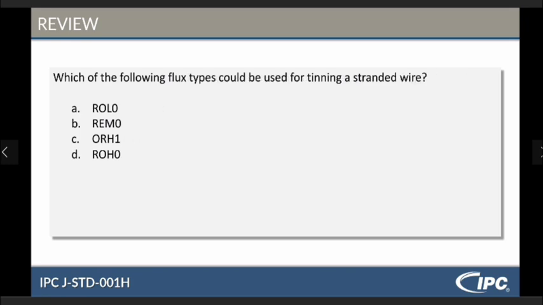Which of the following flux types can be used for tinning a stranded wire? This is one of those questions, you'll see these every now and then, that is almost a process of elimination. If you look under 3.3, it says type H or M fluxes shall not be used for the tinning of stranded wires. So we can eliminate these two right away. This one can be eliminated, and this one, and this one too. So what's left? A. The ROL0.